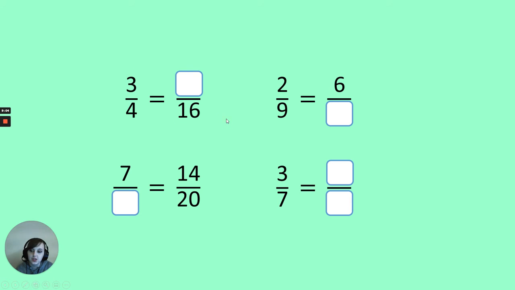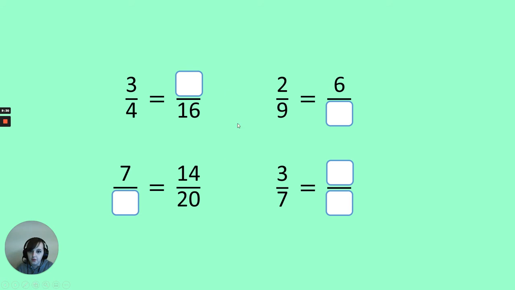Here are some fractions for you to have a go at. Have a look. What is your denominator being multiplied by? And whatever it's being multiplied by, do the same on top. Here, look at what your numerator has been multiplied by, and whatever it's been multiplied by, do the same on the bottom. Hit pause and have a go. I'm going to share the answers with you in 3, 2, and 1.